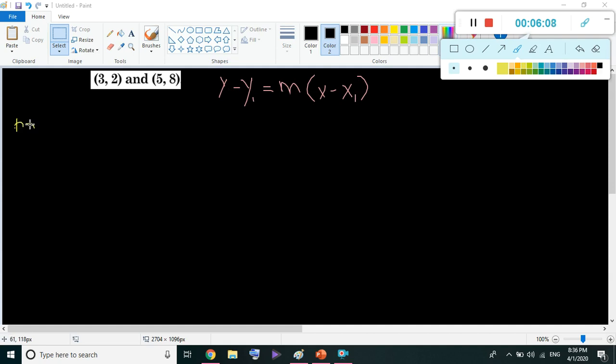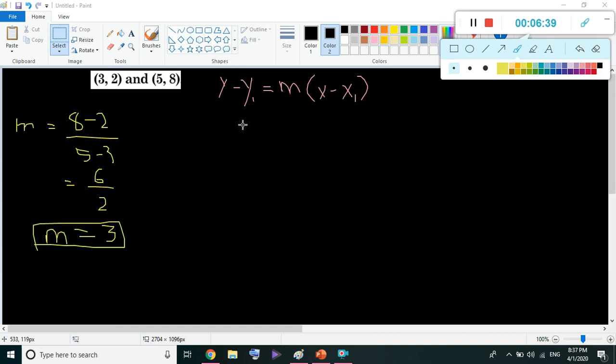So again, the slope m equals y2 minus y1, which is 8 minus 2, over x2 minus x1, which is 5 minus 3. So 8 minus 2 equals 6, and 5 minus 3 equals 2. 6 over 2 equals 3. So the slope that we have equals 3. Now we can easily substitute. Either you substitute this point or this point. Let's go for this point.